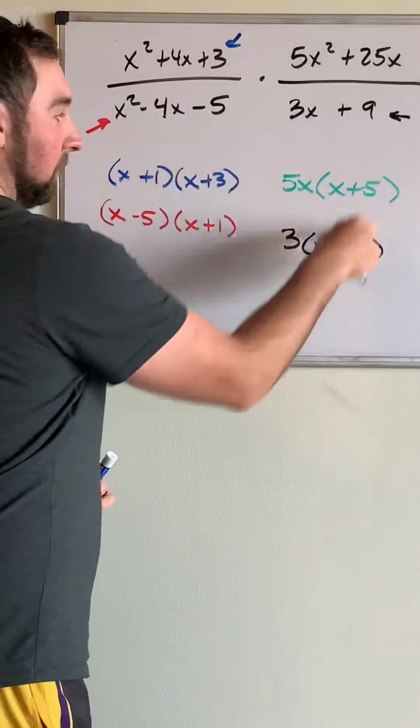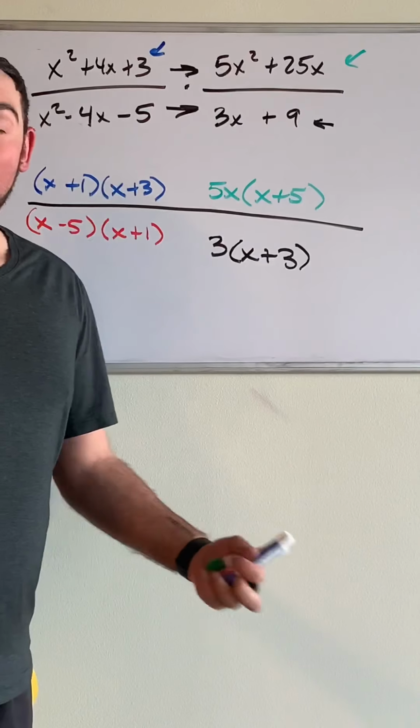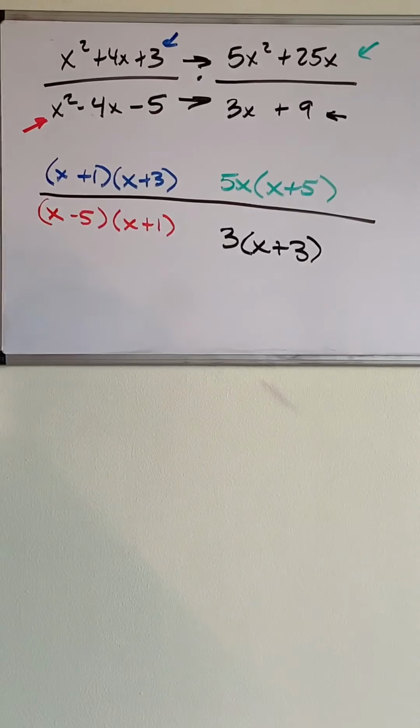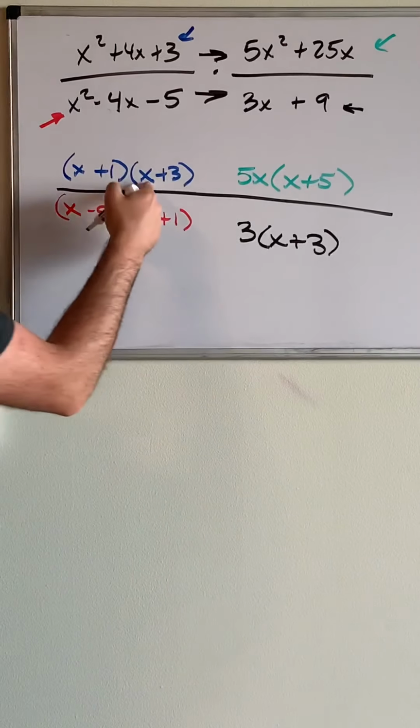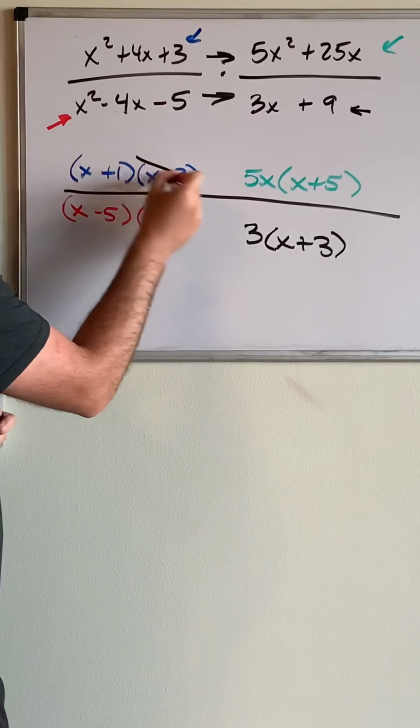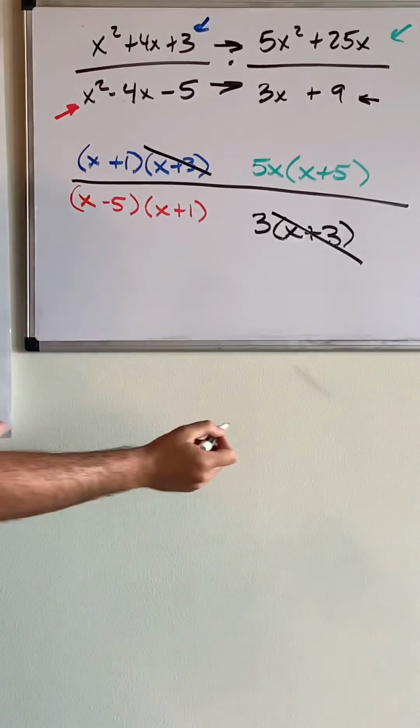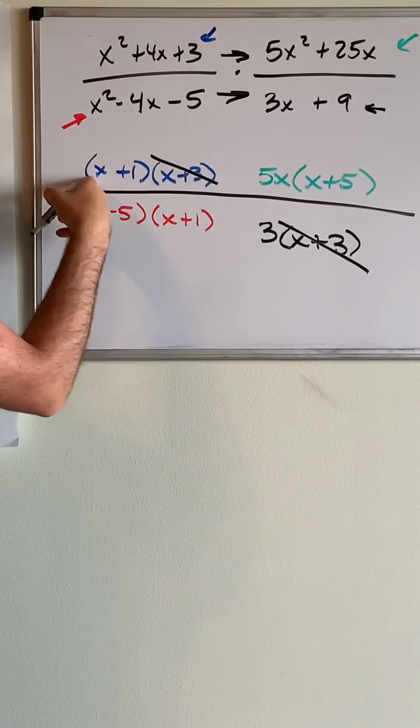Now, the cool thing about multiplication is, because you multiply straight across, I can just make this one giant fraction bar. That's what I'm talking about in step 2. Make it one giant fraction bar. Now I can cancel what's on top and what's on bottom. I look at this: x plus 3 and x plus 3, those cancel. x plus 1 and x plus 1, would you look at that? Those cancel.